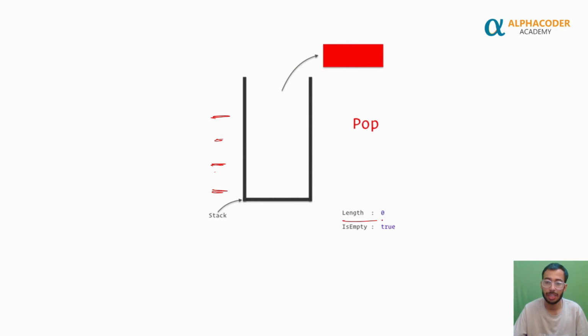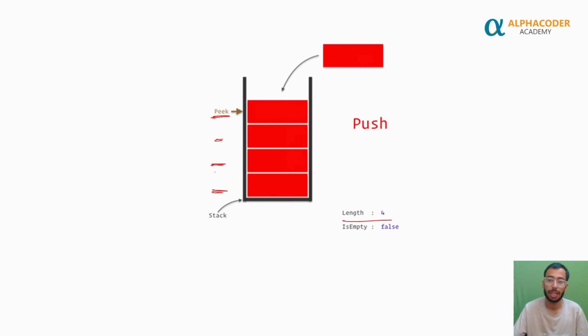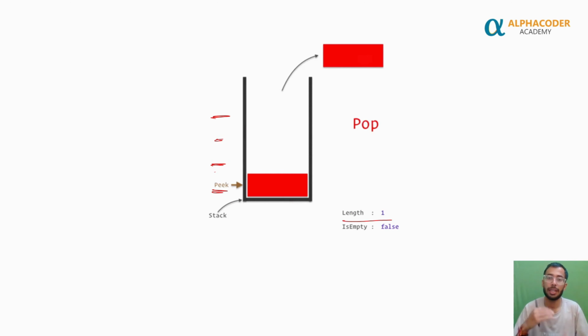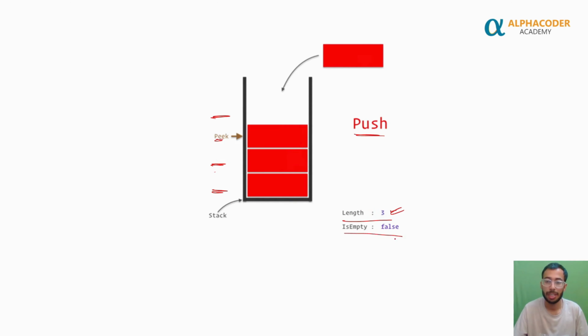You can see the length of the stack as well. Initially it was 0, then 1, then 2, then 3, then 4, right? So on and so forth as I keep adding elements into it. Initially I was doing push operation, that's why the length was increasing. Then I started popping out the elements, and the stack length is decreasing. Initially the is empty was true, now it is false. Then once I start popping elements out, it will ultimately become true again when the length is 0.